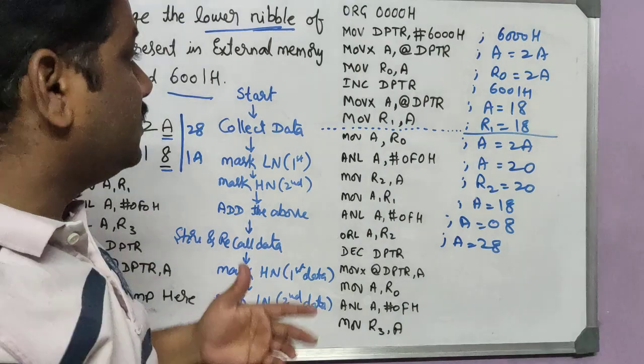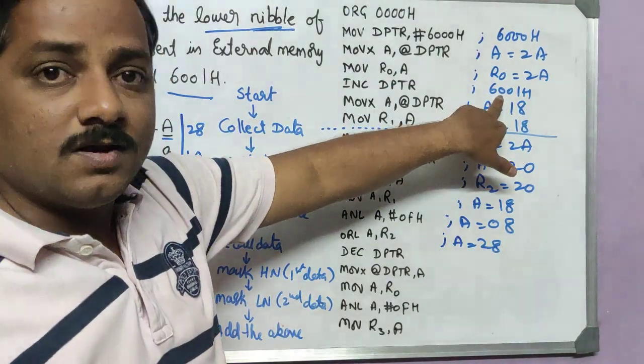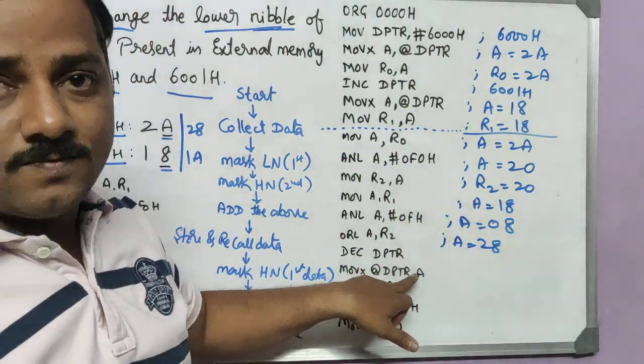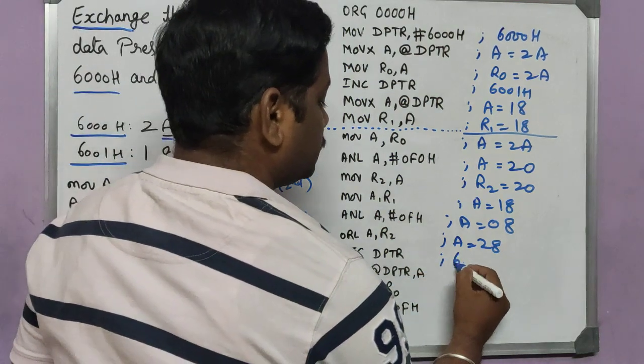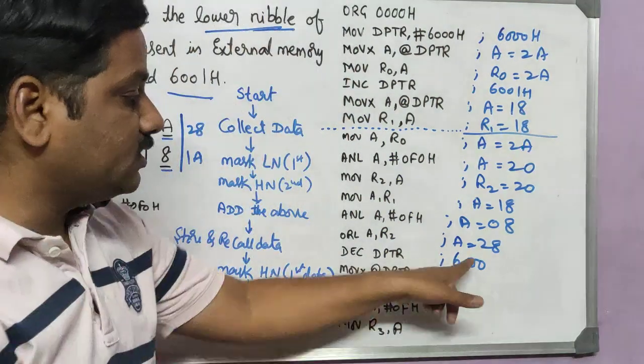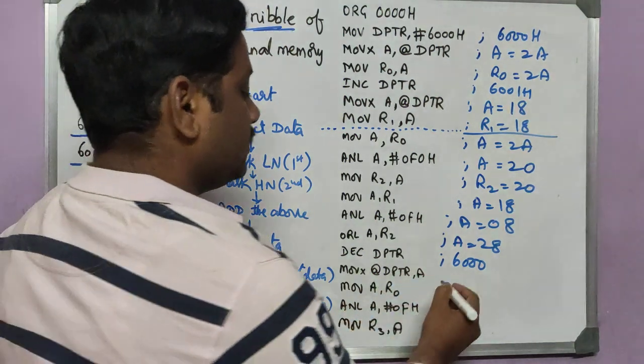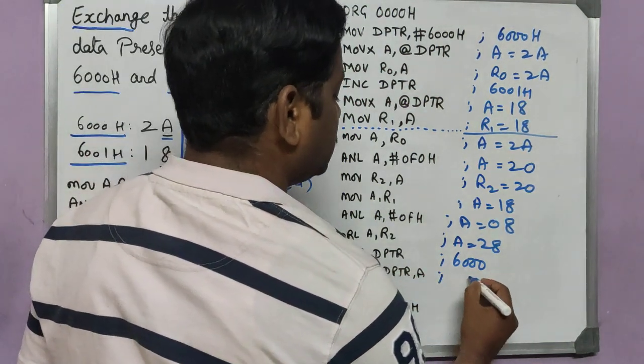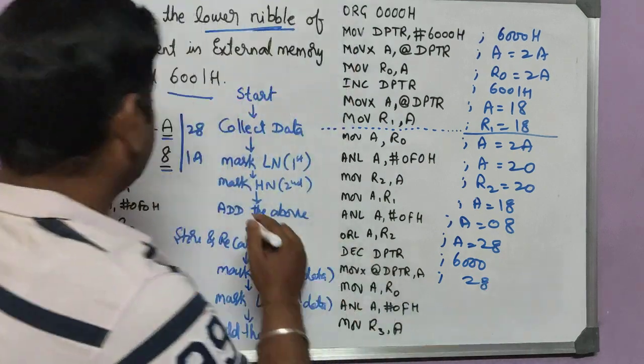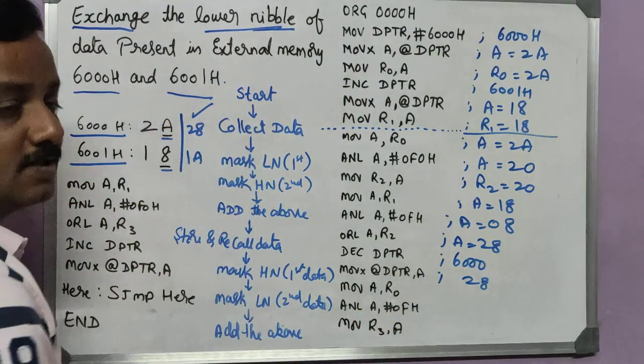So how to do that? DPTR is pointing towards 6001. So I will decrement that DPTR now. So DPTR will be pointing towards 6000, and then move this content to DPTR. MOVX @DPTR, A, so that we get the result here as 28. You got this now. Okay.